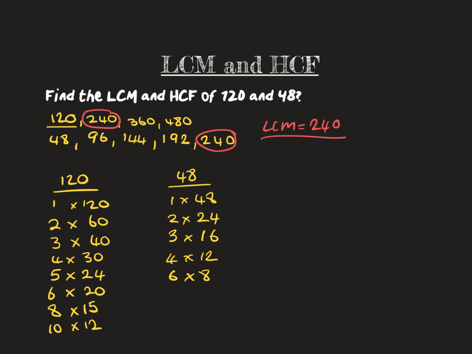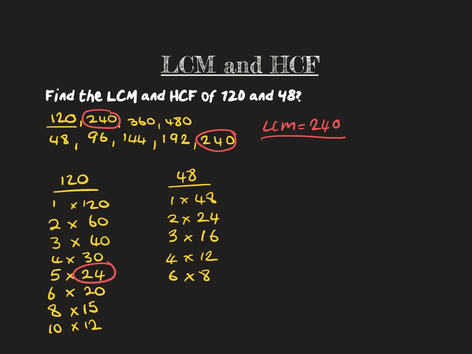And the only number between 6 and 8 is 7, and it doesn't divide into 48, so we've now found all the factors. Now we're wanting to find the highest common one. So we're looking to find the highest in both of these two lists. If I start with my 48, there's no 48 in my 120 list. It's not there. If I go down then from 48 to 24 and look through my 120 list, yes, I've got a 24.